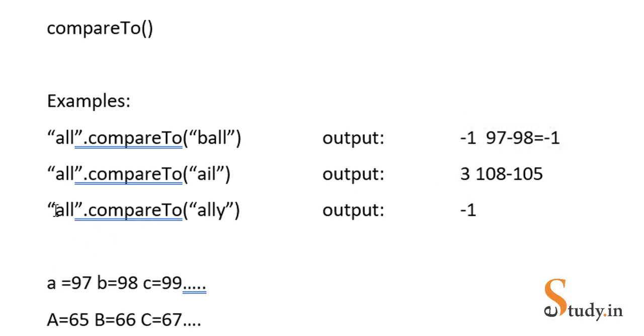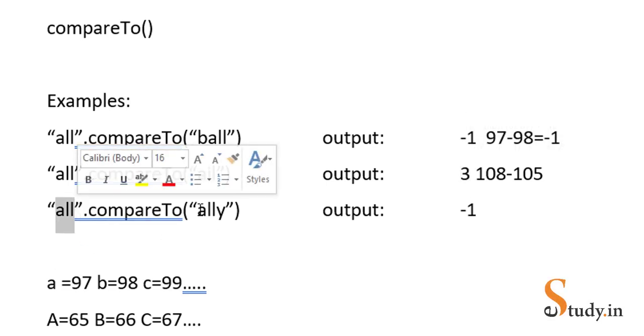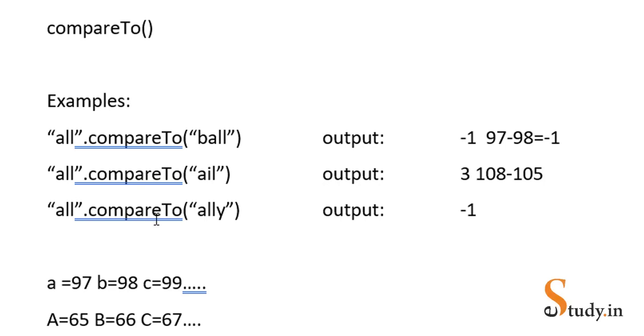So that is why we get the output as 3 here. Now, in the third case, where we have all and ally, the first 3 characters of this string are similar to this string. Now this does not have a fourth character. So in that case, the compareTo method will compare the lengths of the two strings. The length of all is 3. The length of ally is 4. So it will do 3 minus 4 and we get the output as minus 1. So this is how the compareTo function works.